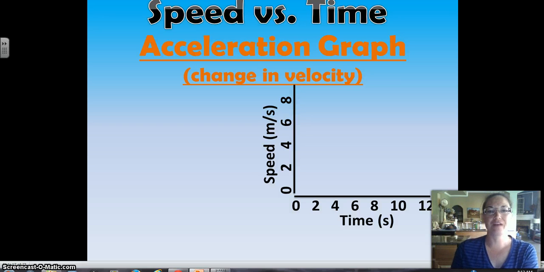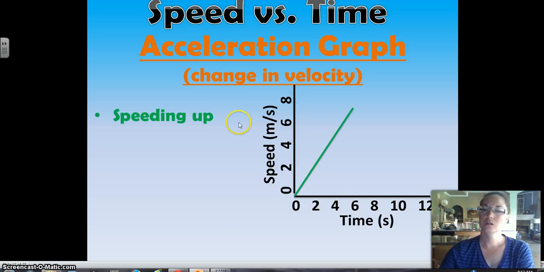Our third type of graph is a speed versus time graph. So we've changed again the y-axis and it is now speed over time. So now we're talking about how the speed changes over time. And if there's a change in speed or velocity, then we call that acceleration. So a speed versus time graph is an acceleration graph. It shows you whether the object is getting faster or slower.